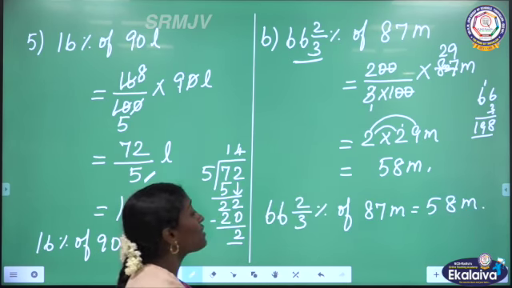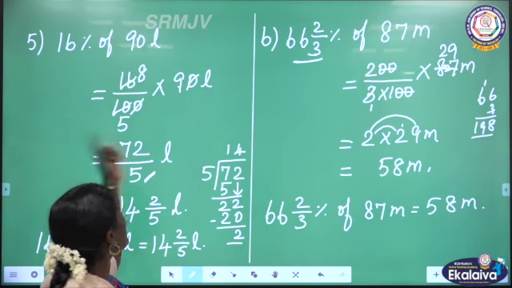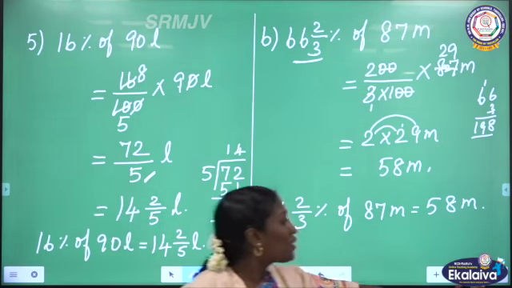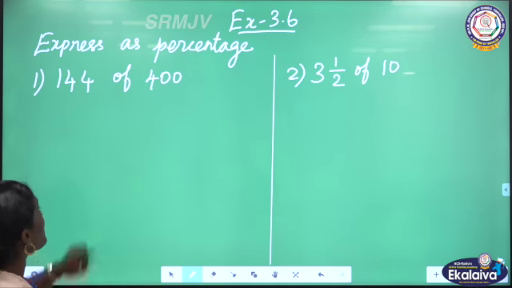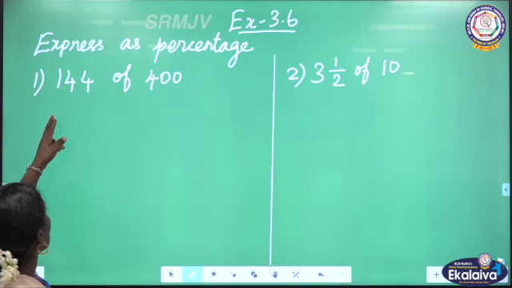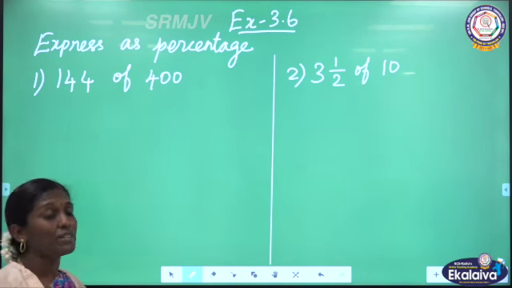Is it clear, children? In exercise 3.5, we found the value of the given question. Okay. Now we are going to do the problems in exercise 3.6. Here express as the percentage. Here 144 of 400. We are going to write this as a percentage.